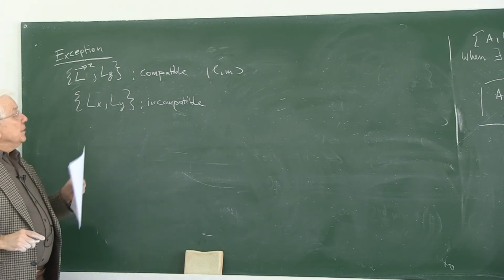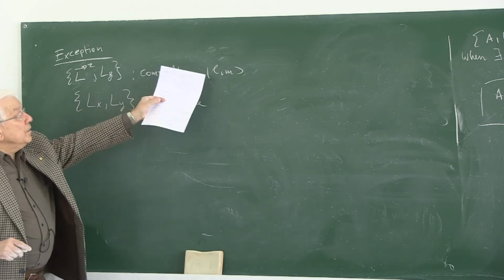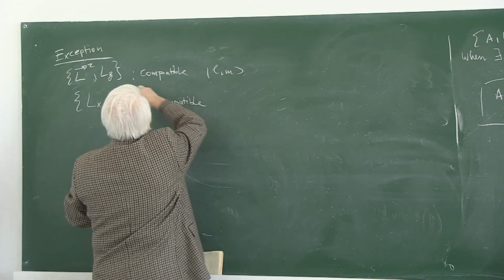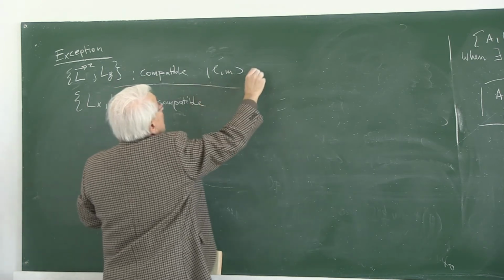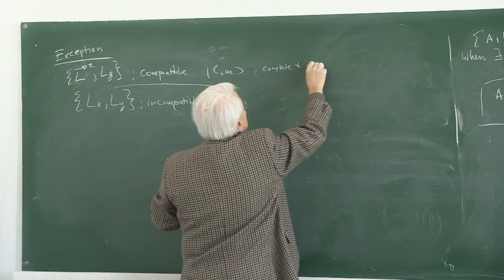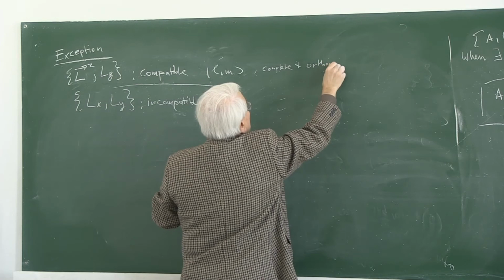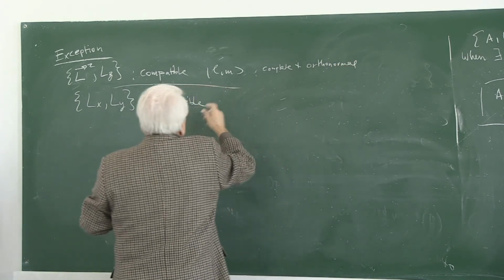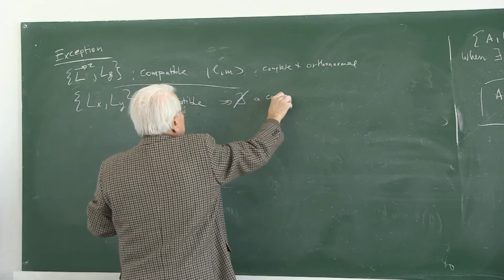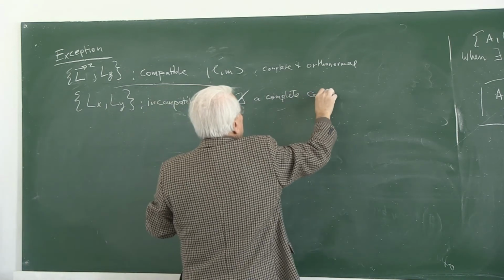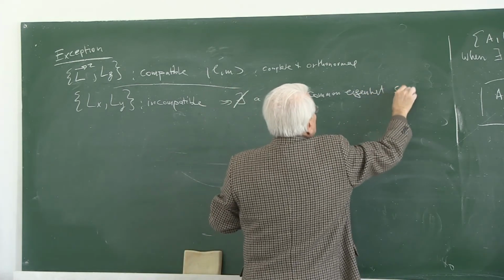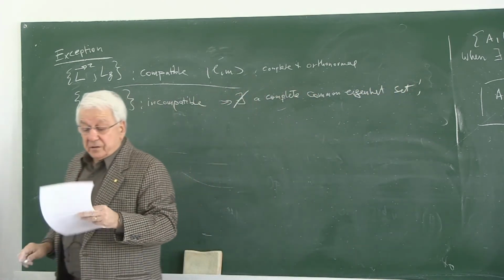And you know that they're complete and orthonormal, first of all, because they are associated with this compatible set, complete and orthonormal. And claim they do not have a complete common eigenstate. Well, that's also true in its generality.